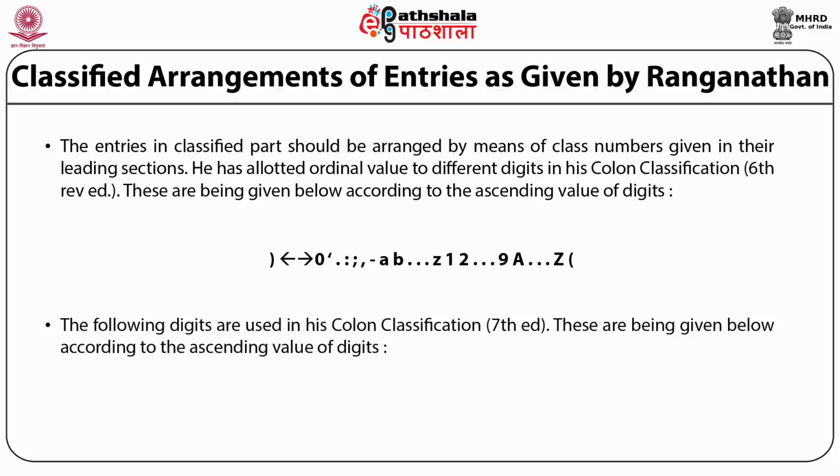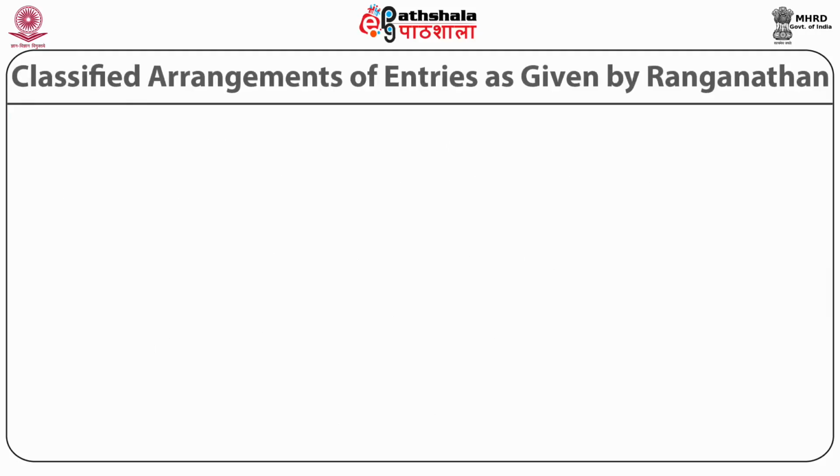The following digits are used in his Colon Classification, 7th edition. These are being given below according to the ascending value of digits. Asterisk, double inverted commas, forward arrow, arrester, ampersand, inverted comma, dot, colon, semicolon, dash, comma, is equal to, plus, forward arrow, small a, b to z, 0, 1, 2 to 8, 9, capital A, B, C, D to Z, and starter.